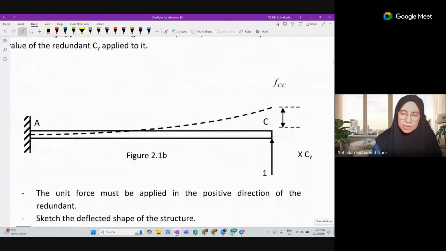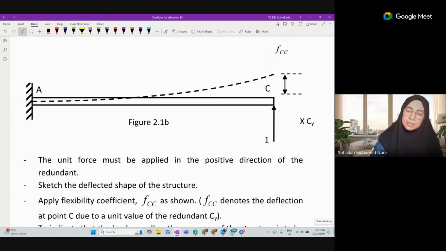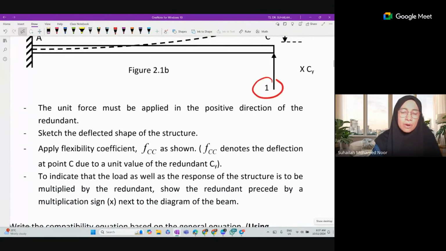Okay, this is the primary structure. Again, this is 1 times CY, just like previously I said 1 times BY. So all the characteristics I have listed here. Please read.